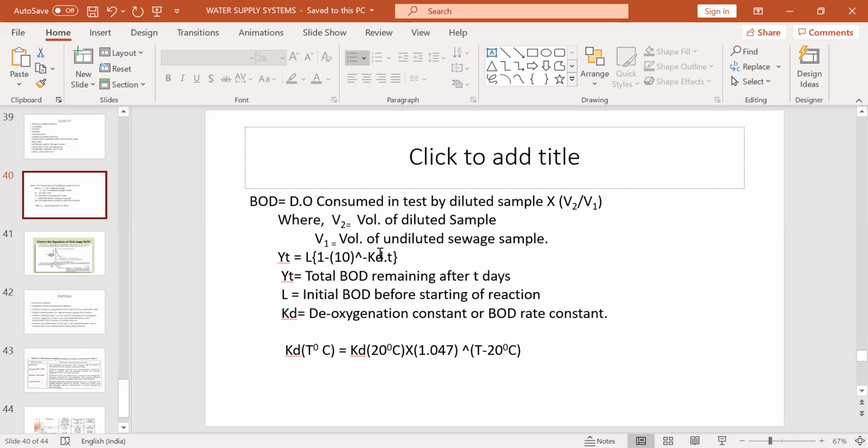That KD you have to put here, and the number of days T. If you need to find the BOD remaining after 5 days, then put T as 5 and find it using the initial BOD, the ultimate first stage BOD, which will be given. See, initially when the reaction starts, before the decay starts, there will be a particular BOD. After some days, that BOD will start falling down. Decay will start. So what is the amount of BOD that is remaining? This equation is given. This is an exponential equation.